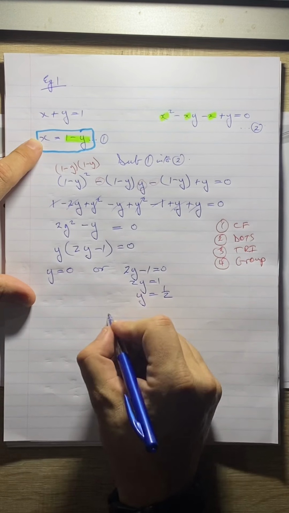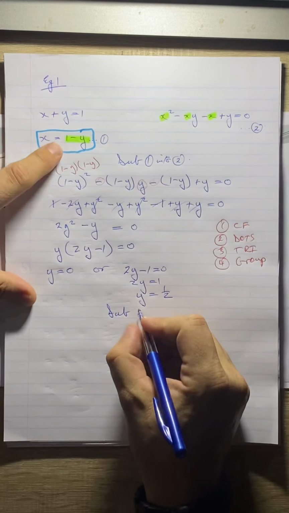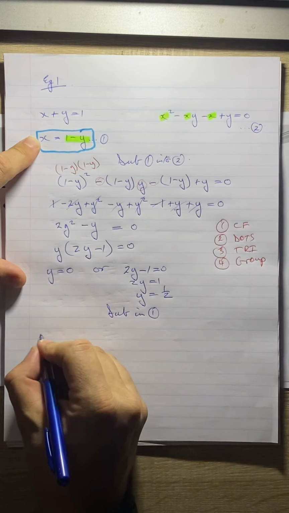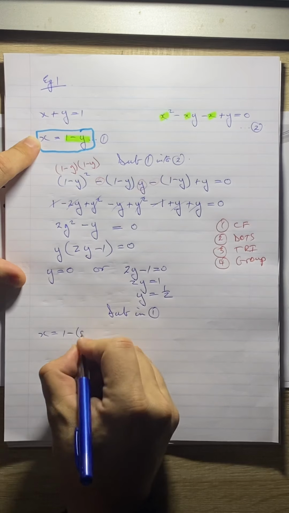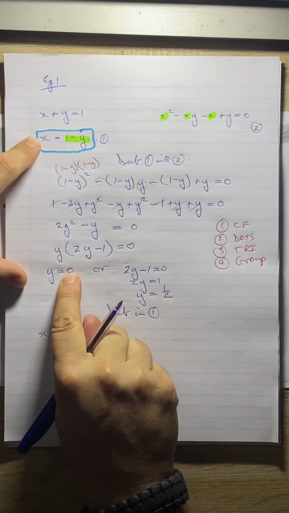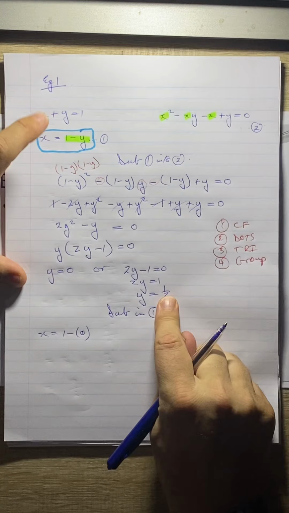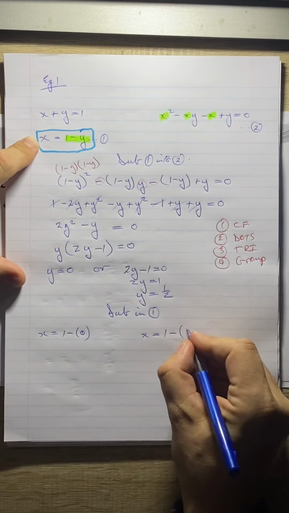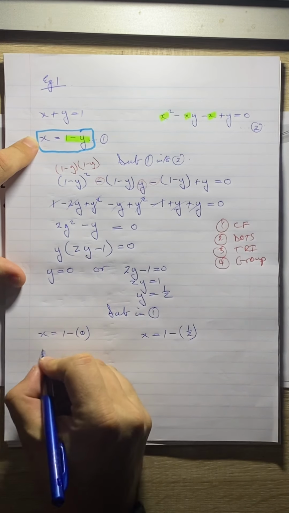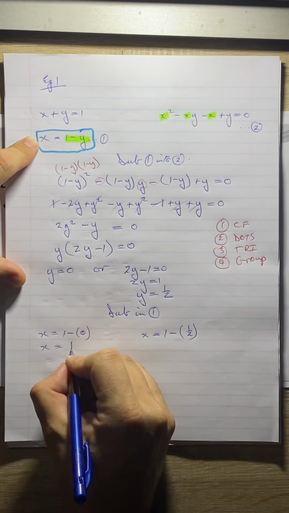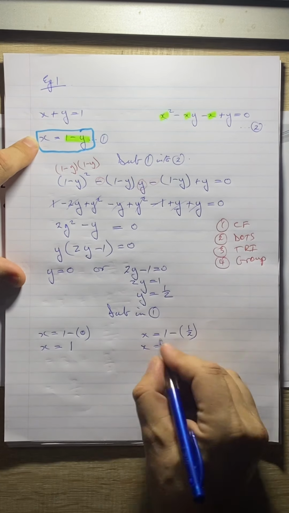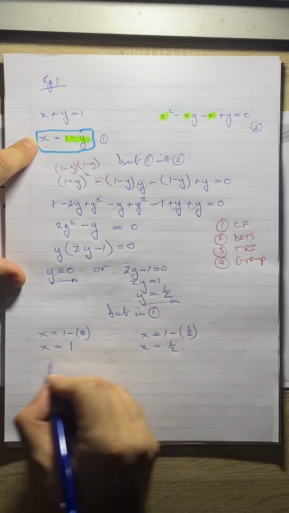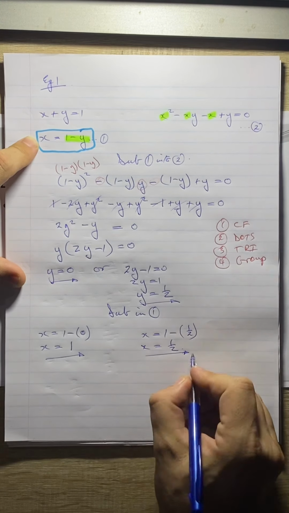So what I can do with these two answers, I can just sub into equation 1. For this one here, we're going to get x is equal to 1 minus 0, because I just substitute that y value in there. Now I'm going to substitute this y value in there, and this one we will get x is equal to 1 minus a half. So here we get x is equal to 1 minus 0 is just 1. X here is equal to 1 minus a half is a half. And we have solved for x and for y simultaneously.